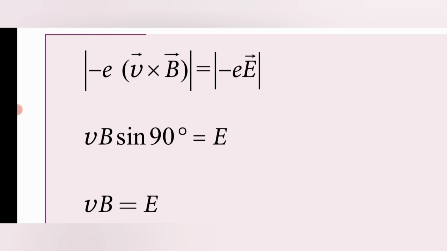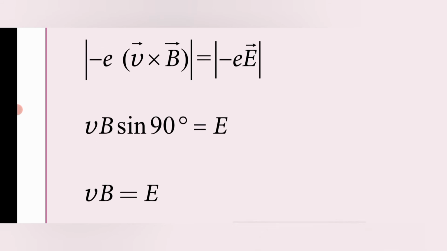That's because they are perpendicular to each other, so we get the maximum value, sin 90. Because we remove the cross product, only then do we introduce the sine value. Sin 90 degrees gives the maximum value, so it is equal to E. The minus sign and the electron charge e cancel each other. Finally you get vB is equal to E, or v is equal to E by B. That is also velocity. So here we found the value of the electric field, E equals vB.